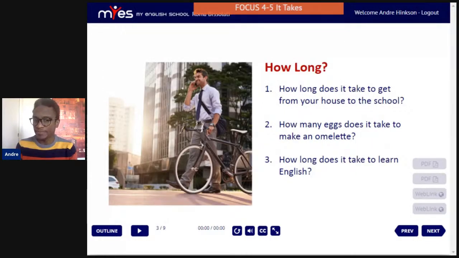How long? Normally, this is a question we use for asking about periods of time or length of time. How long? So the first question, how long does it take to get from your house to school? Number two, how many eggs does it take to make an omelette? And number three, how long does it take to learn English?